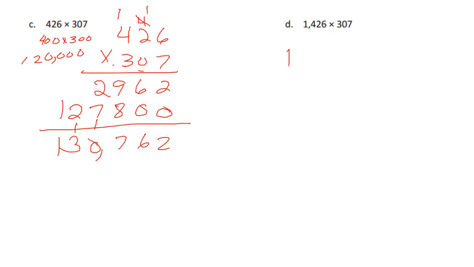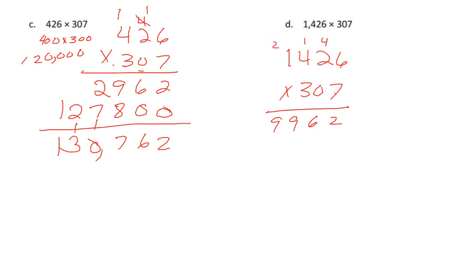Our next one is 1,426 times 307. 7 times 6 is 42. Carry a 4. 7 times 2 is 14, and 4 would be 16. Carry a 1. 7 times 4 is 28, and 1 is 29. Carry a 2. 7 times 1 is 7, and 2 is 9.